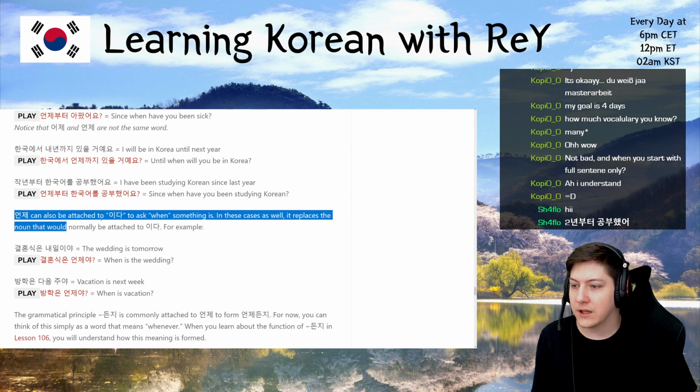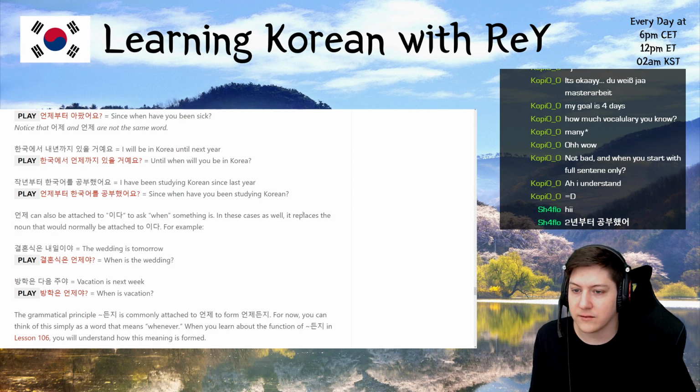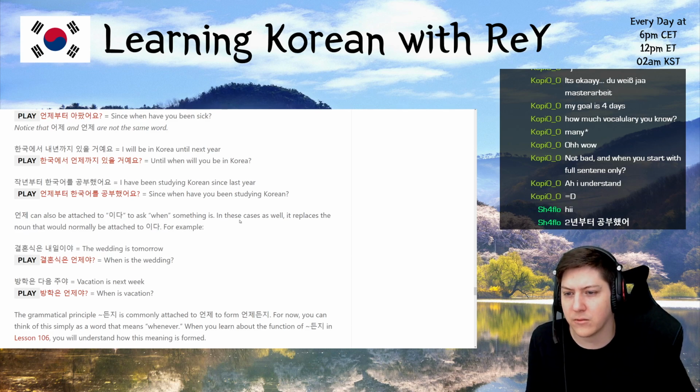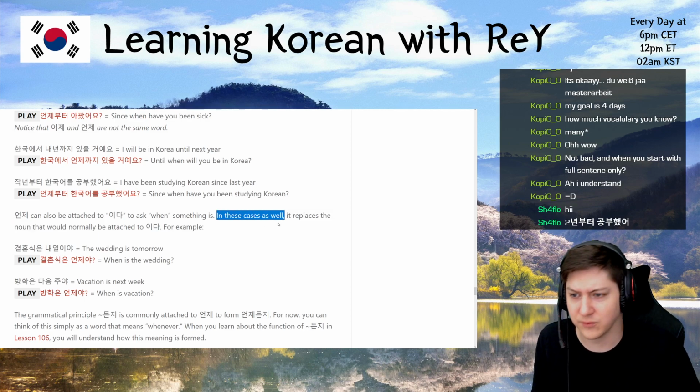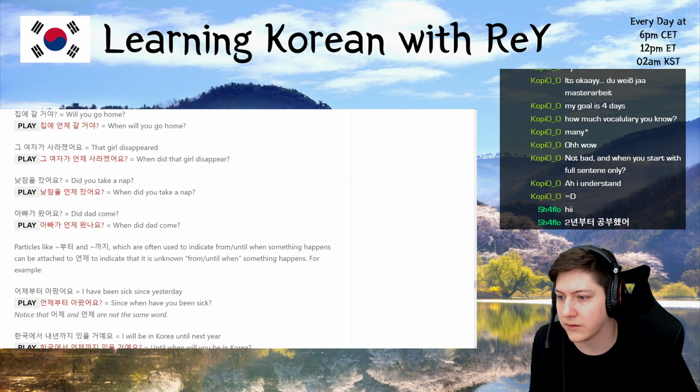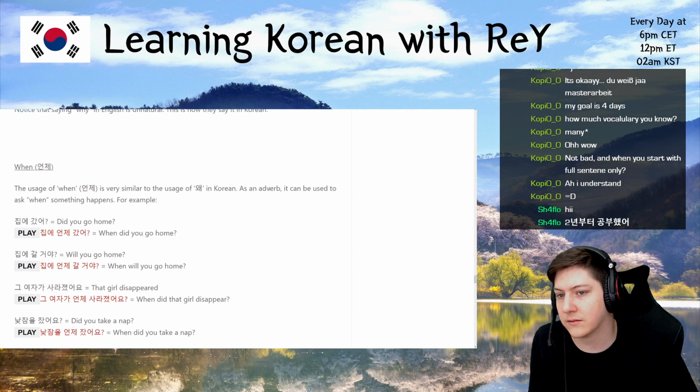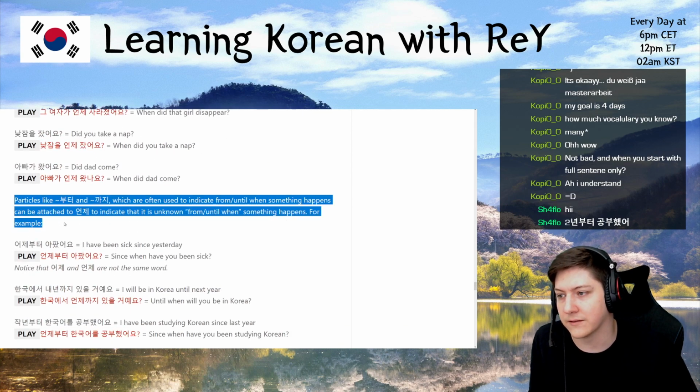Okay, so it can be attached to ida. In these cases as well, it replaces the noun that would normally be attached to ida. Wait, what? It replaces the noun. Why in these cases as well? In what other cases we had something replacing the noun? I guess in this case, right?